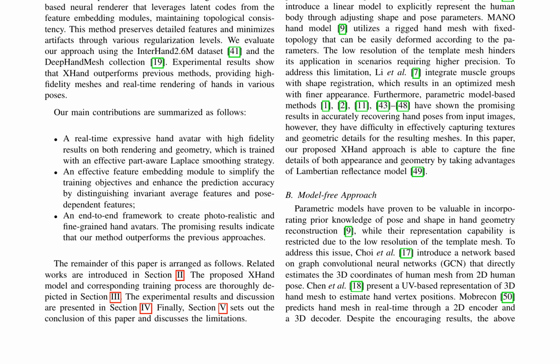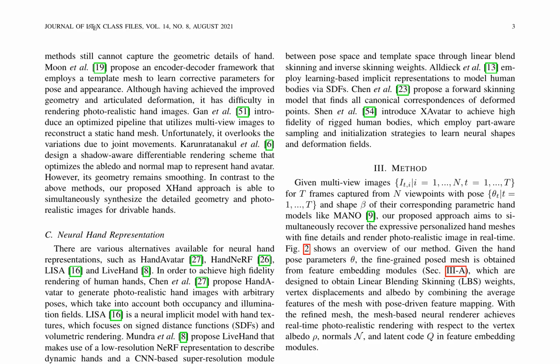The experimental evaluations on InterHand2.6M and DeepHandMesh datasets demonstrate the efficacy of XHand, which is able to recover high-fidelity geometry and texture for hand animations across diverse poses in real time. To reproduce our results, we will make the full implementation publicly available at https://github.com/agnuson/xhand.